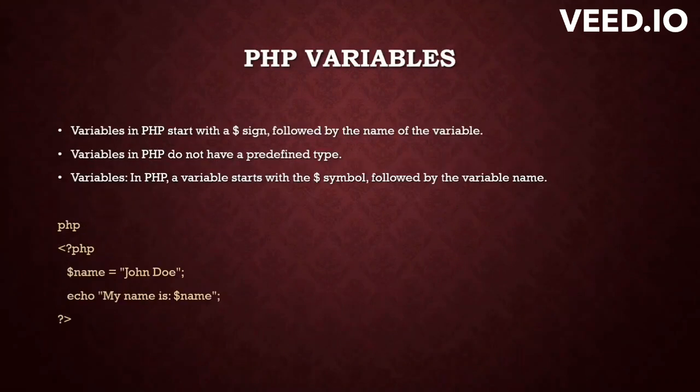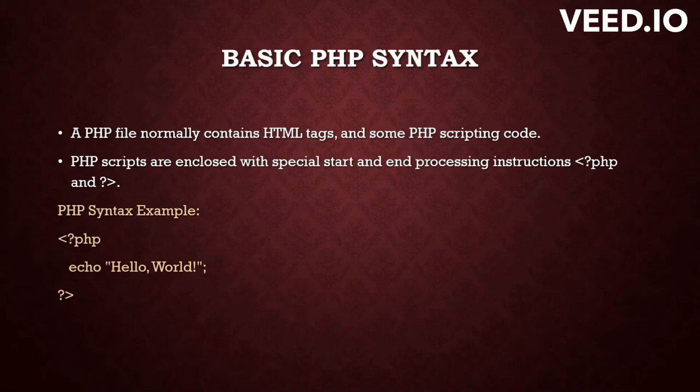Now we understand the basic principle of PHP syntax. A PHP file normally contains HTML tags and some PHP scripting code. Here we see an example of PHP code. PHP is initialized with a question mark and the word PHP. Under that we write all the code of PHP. PHP scripts are enclosed with special start and end processing instructions, the PHP opening and closing tags. Between this opening and closing tag we write our PHP code.